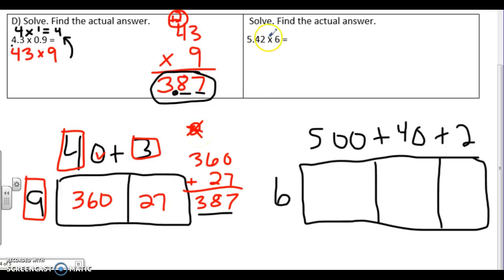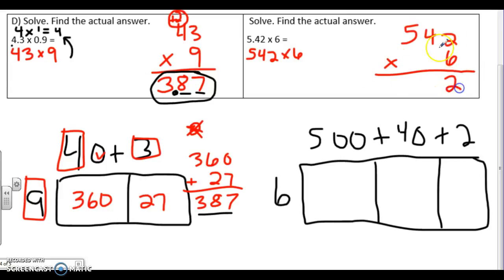Let's take a look at this one. We have 5 42/100 times 6. I'm going to start by playing pretend. I get 542 times 6. So I can set it up using the standard algorithm. For those that solved it that way, I'll solve it real quick.